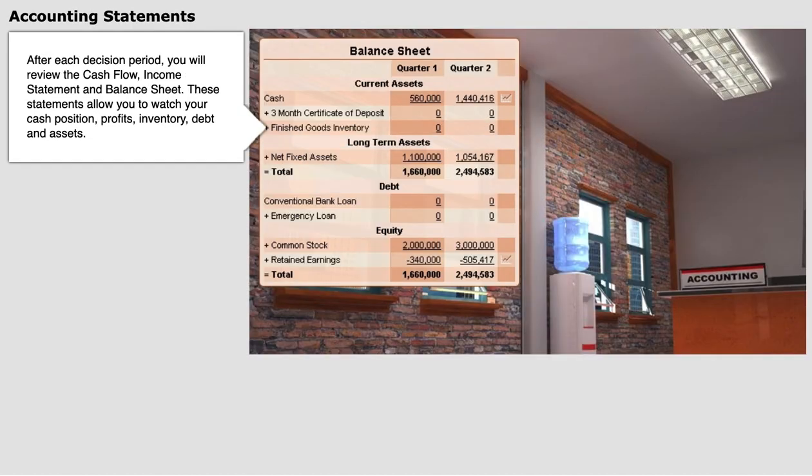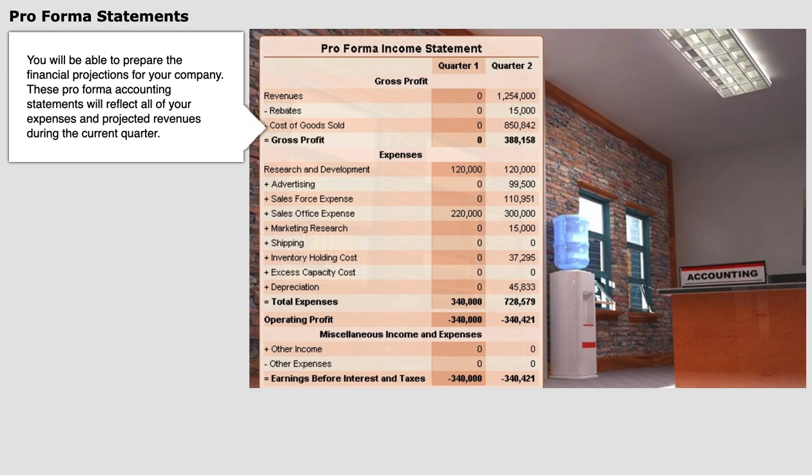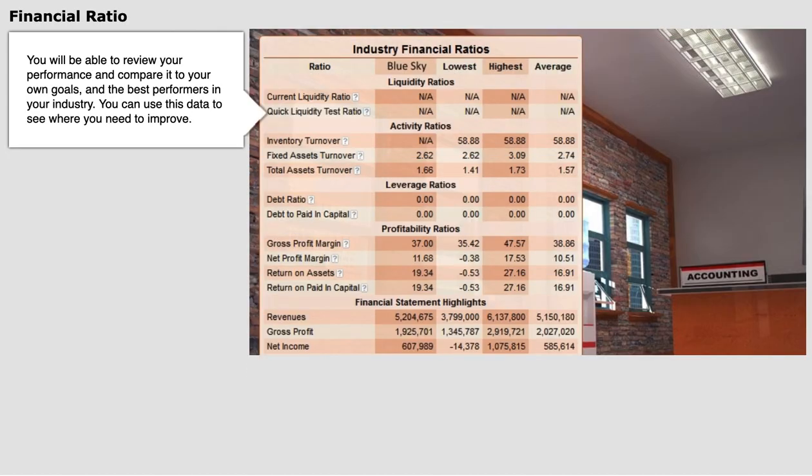After each decision period, you will review the cash flow, income statement, and balance sheet. These statements allow you to watch your cash position, profits, inventory, debt, and assets. You will be able to prepare the financial projections for your company. These pro forma accounting statements will reflect all of your expenses and projected revenues during the current quarter. You will be able to review your performance and compare it to your own goals and the best performers in your industry. You can use this data to see where you need to improve.